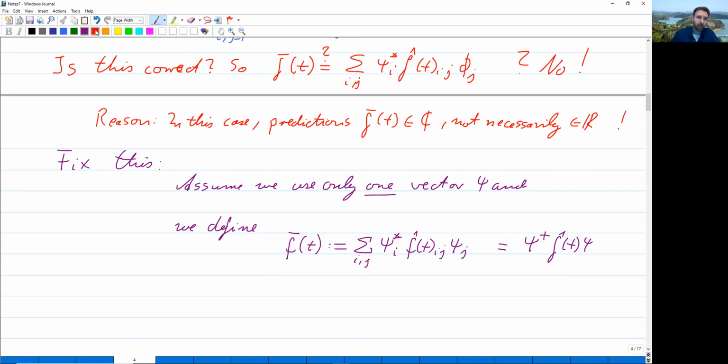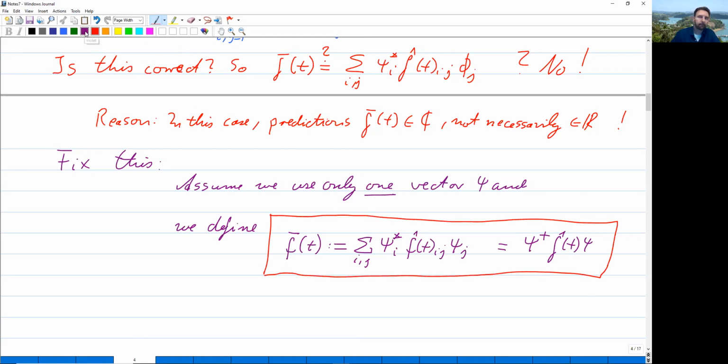So this will work. Why? Let's see. First of all, this is scalar. This f bar of t is scalar, and that's obvious because it's obtained by a scalar product, right? We apply a matrix onto a vector, namely the f hat on the psi, and that gives us a Cannon vector again. And then we take the scalar product of this vector with psi again. So that's a scalar product. It's basis independent. And we have that f bar of t is now in all circumstances always real.